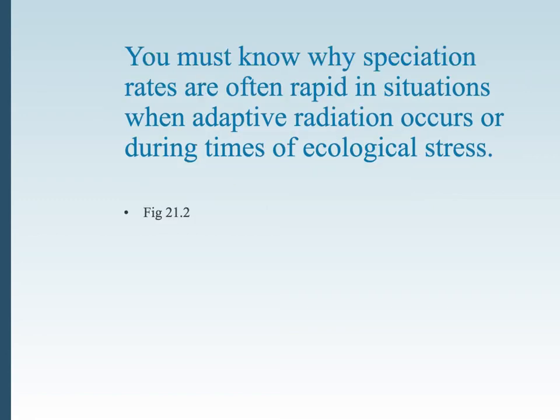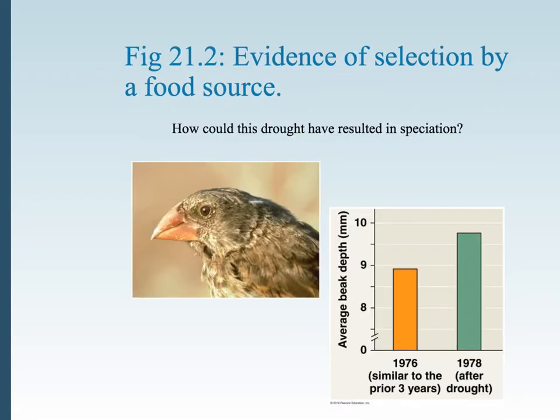All right, you must know why speciation rates are often rapid in situations when adaptive radiation occurs or during times of ecological stress. So we talked in class about the drought in the Galapagos Islands and what happened over time. We talked about how the beak depth went from slightly less than 9 to almost 10 over a very short period of time. We didn't actually talk about this with regard to speciation, but I thought it was the easiest way to help you understand this idea.